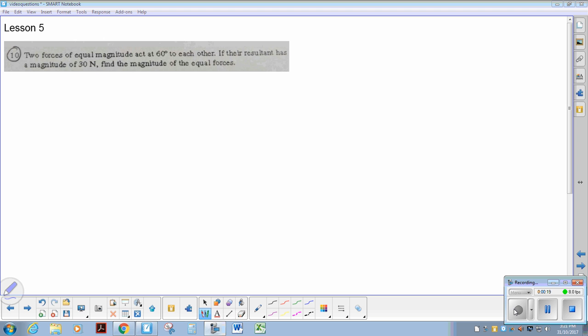The nice thing with this question is they don't give us an orientation, so we can pick the orientation that we want. So I'm going to put one of the vectors horizontal. I'm going to have vector u and vector v at 60 degrees to each other. Now we know that the magnitude of the resultant is 30 newtons.